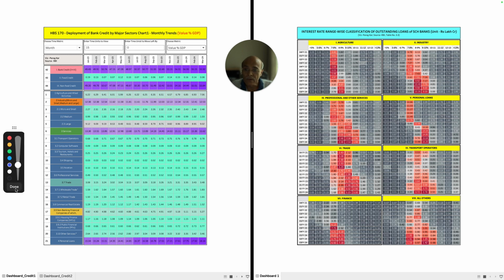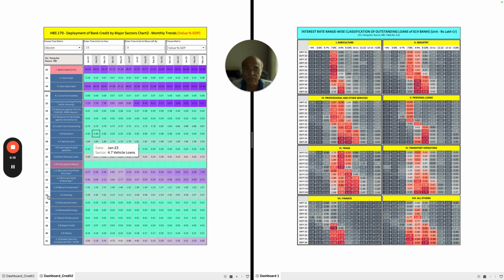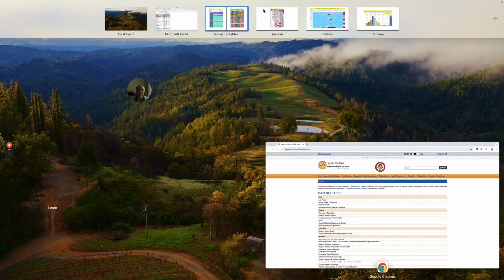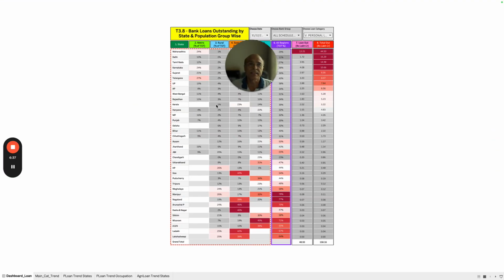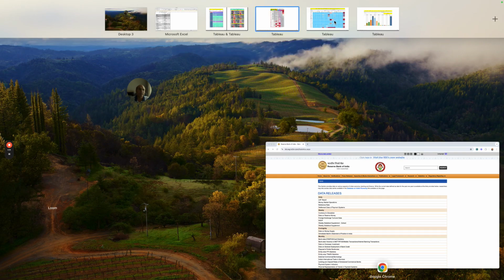Now, if I go to the next dashboard here, because there are two dashboards and since there are 44 line items, you will find that the personal loans are broken down into various sub-line items. So in the next part of this presentation, we are going to talk about these line items, and you will see how the trends of these line items have changed over a period of time. Okay, so let's look at this.